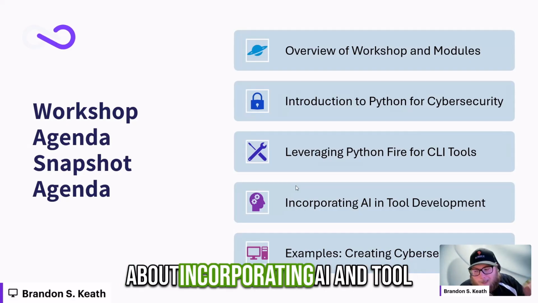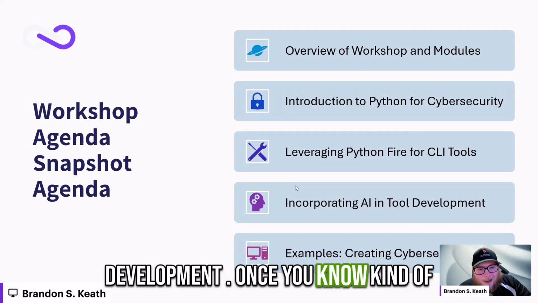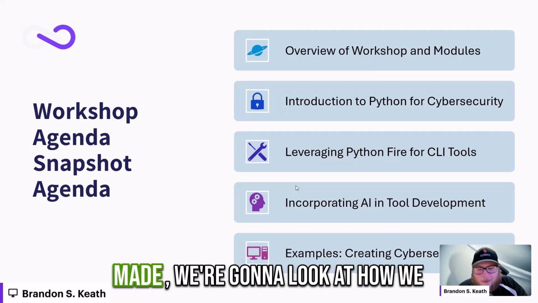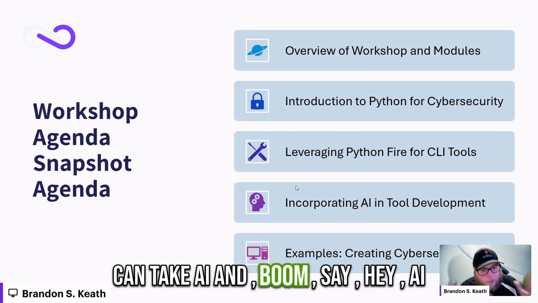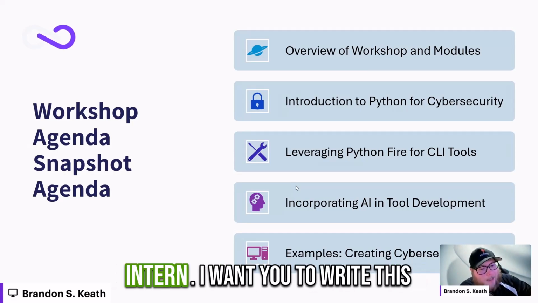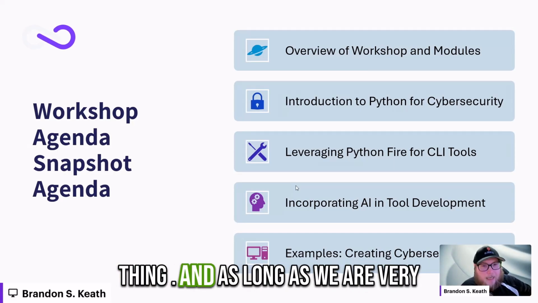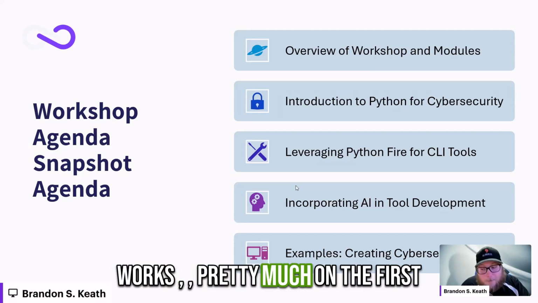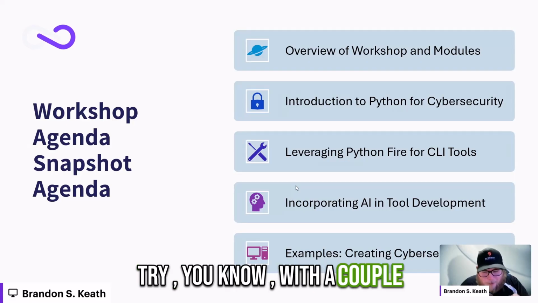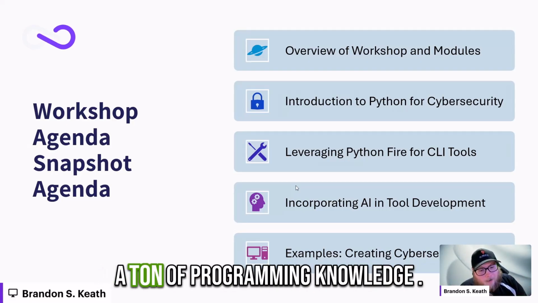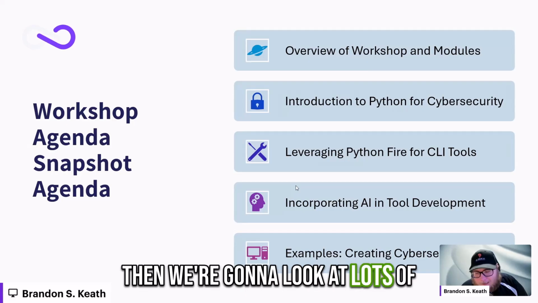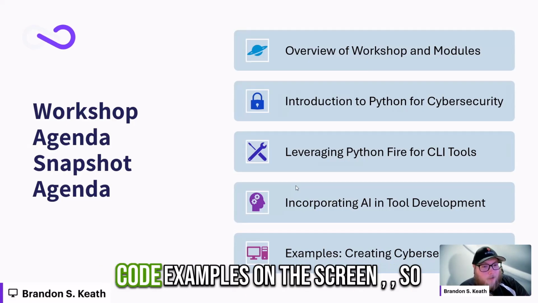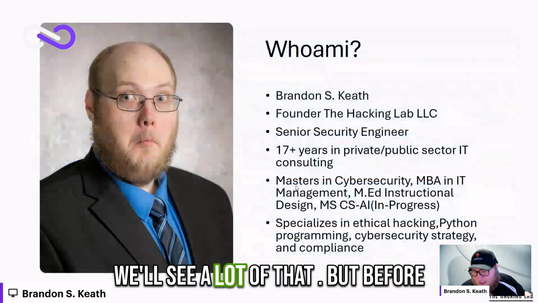We'll talk about incorporating AI in tool development. Once you know the nuts and bolts of how a CLI or command line application tool is made, we're going to look at how we can take AI and say, hey, AI intern, I want you to write this thing. As long as we are very specific, we can get code that works pretty much on the first try, with a couple of adjustments, even if you don't have a ton of programming knowledge. Then we're going to look at lots of examples. We'll be switching back and forth between slides and real code examples on the screen, so we'll see a lot of that.